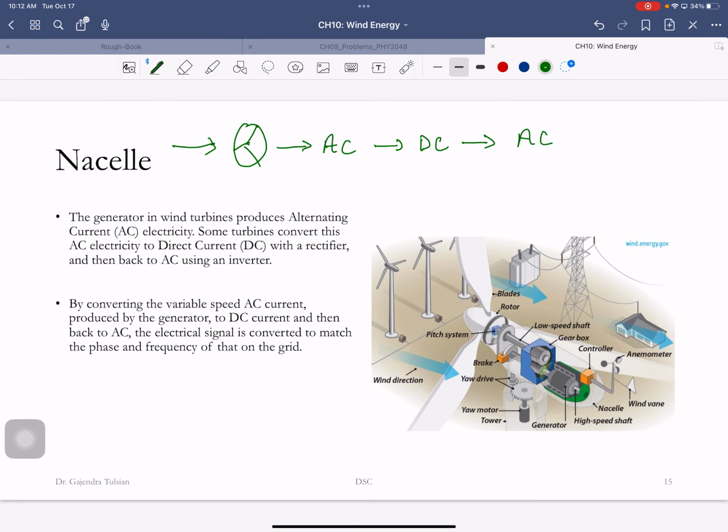All right. By converting the variable speed AC current produced by the generator to DC current and then back to AC, the electrical signal is converted to match the phase and frequency of that on the grid.